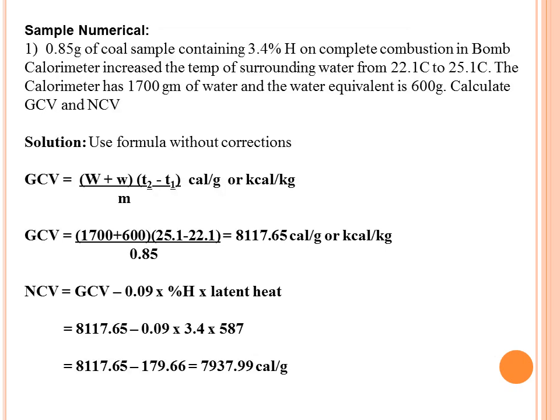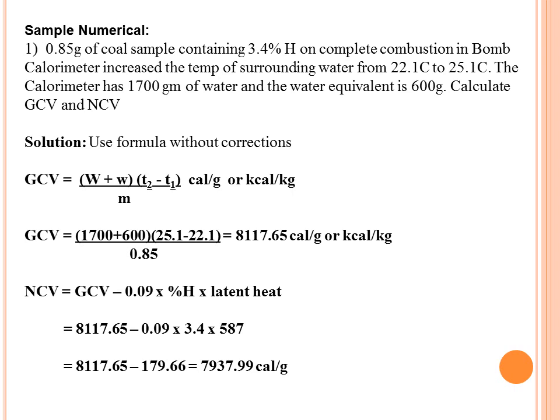Now one numerical we will see. If 0.85 gram of coal sample containing 3.4% of hydrogen, on complete combustion in a bomb calorimeter, increased the temperature of surrounding water from 22.1 to 25.1, and the calorimeter has 1700 gram of water and the water equivalent is 600 gram, calculate GCV and NCV.